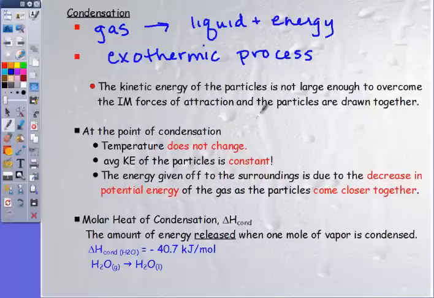As those particles slow down, they are going to start to come together and kind of stick together. Those intermolecular forces play a bigger role. At the point of condensation, temperature doesn't change. That means the average kinetic energy of the particles is constant. It means the energy that is given off is due to the fact that those particles are coming closer together, so there's less potential energy. Molar heat of condensation is actually negative 40.7 kilojoules per mole. So I can write that. In equation form, again, since it's exothermic, I could have said plus 40.7 kilojoules like we did in the last unit.